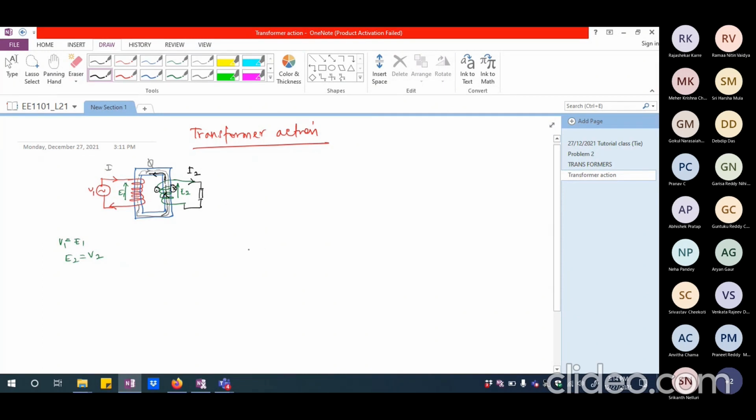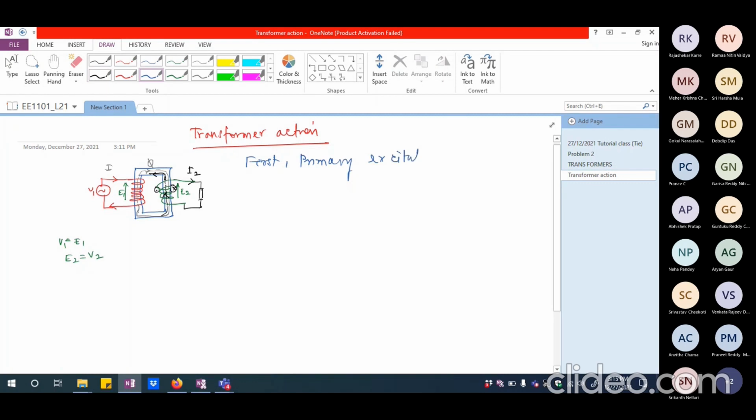In fact, the flux established by the secondary has to oppose the primary flux. If it were additive, the flux would have gone to infinity, literally. Because you will have more flux, more induced EMF and more current, and then further more flux and more induced EMF. So it should have essentially gone to infinity. That cannot happen in nature. That is the reason why, let us say, first primary excitation is applied.